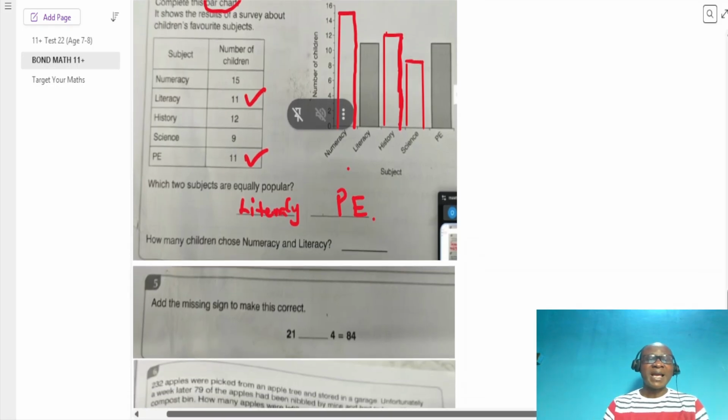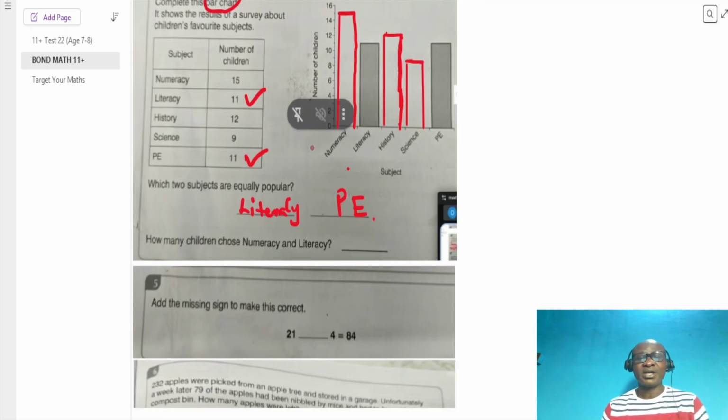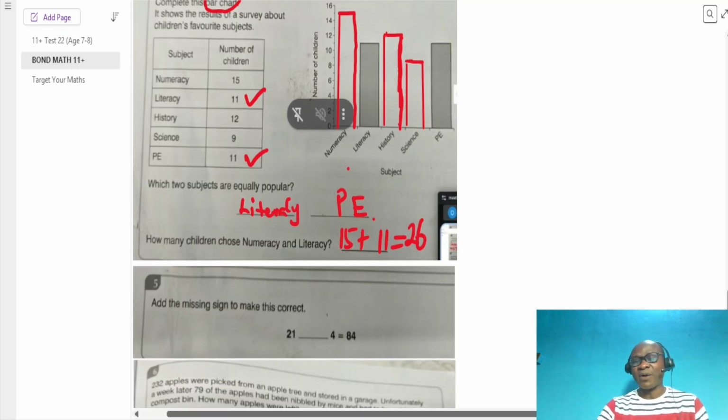Now let's move on. How many children chose literacy and numeracy? Literacy, there are how many? Literacy is 11. And what about numeracy? How many are there? 15. You add them to know the number of children. So your answer will be how many? 26 children. Is that okay? Yeah.